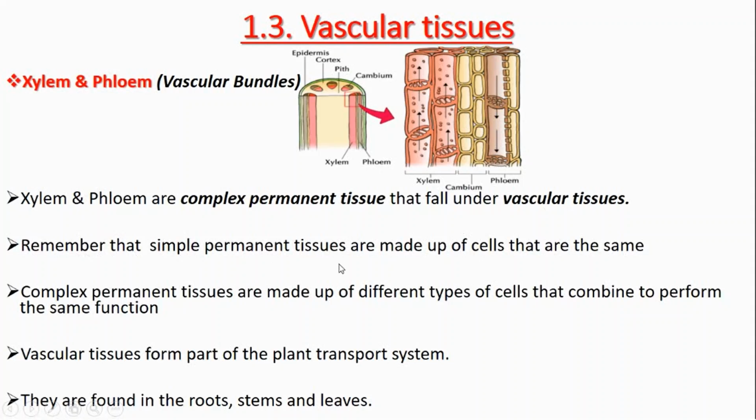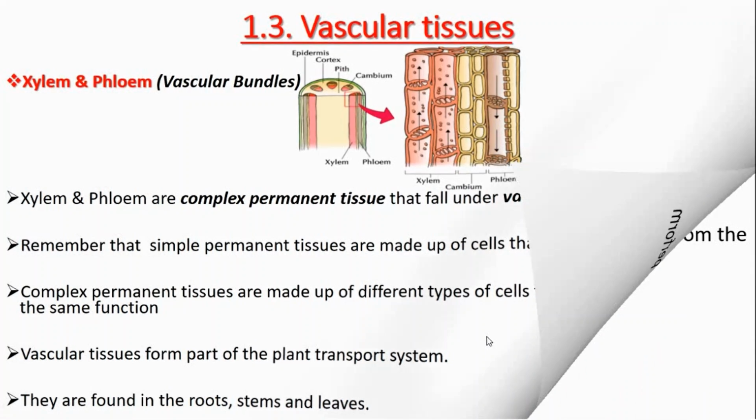Remember that simple permanent tissues are made up of cells that are the same. They are not differentiated, so they all look the same. The complex permanent tissues are made up of different cells that combine to perform the same function. So the xylem and phloem are complex permanent tissues. These cells have been combined. They all look different to one another, but they all perform the same function. The vascular tissues form part of the plant transport system. As I said, you can compare them to the blood vessels of human beings. They are found in the root, stem, and the leaves.